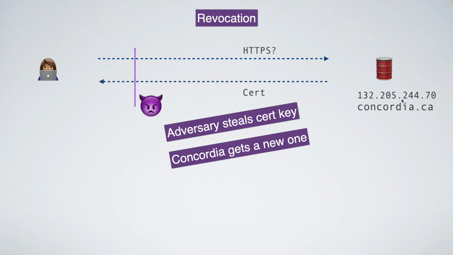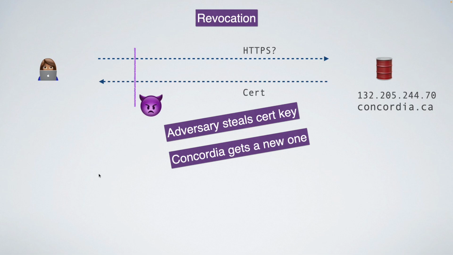Okay, so let's assume that the adversary steals Concordia's certificate. With that certificate, it can now intercept any traffic. It can end the tunnel. If the user tries to connect to Concordia, it can end the tunnel at the adversary, and the user thinks everything is fine. Okay, first off, Concordia can just go get a new certificate.